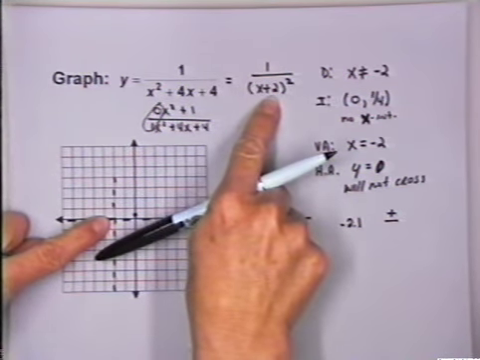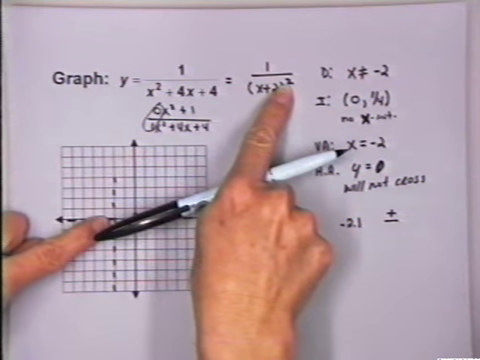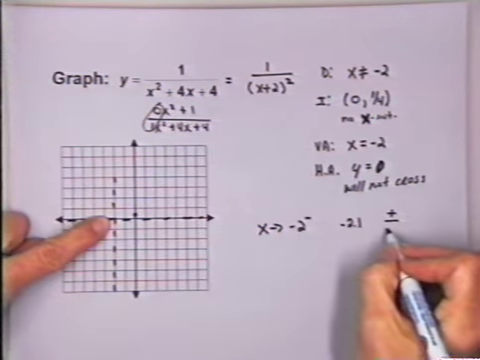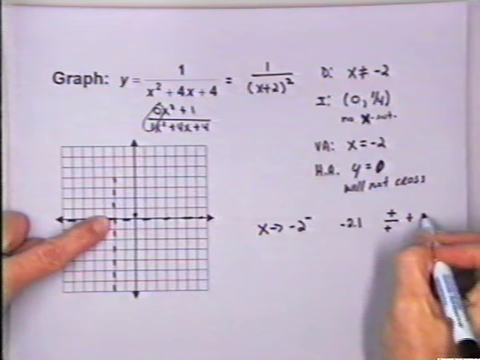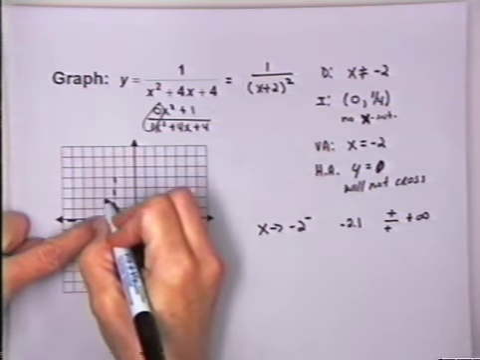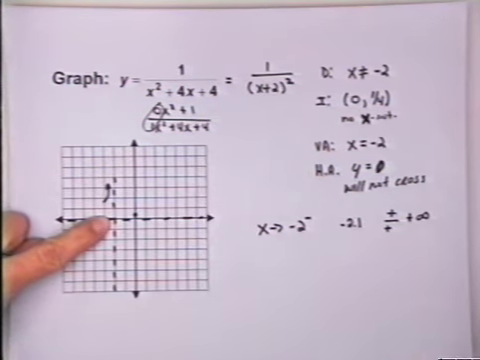-2.1 plus 2 would be negative, but notice what you're doing to that. You're squaring it. If you square a negative, you get a positive. So we're getting positive infinity. So on the left, our graph is going up like that.